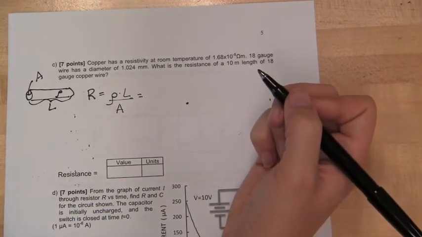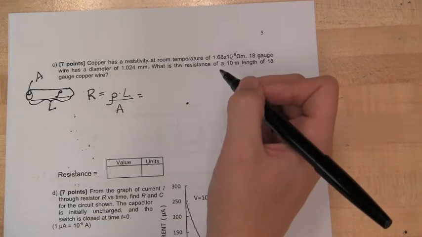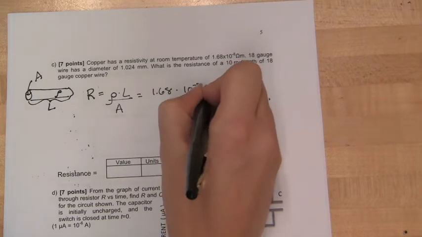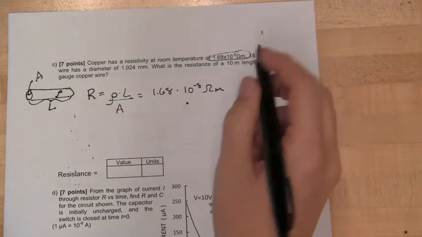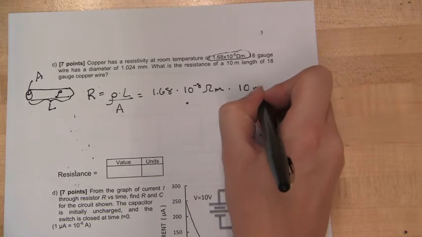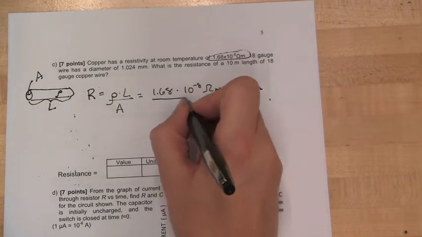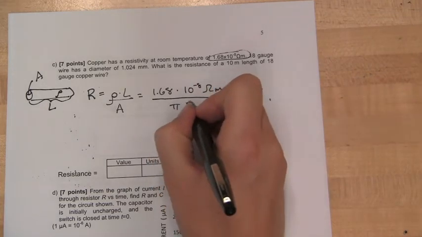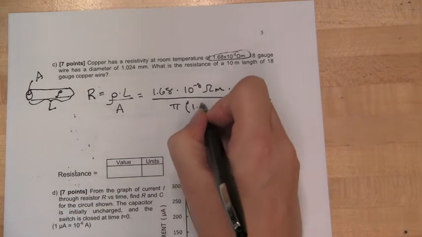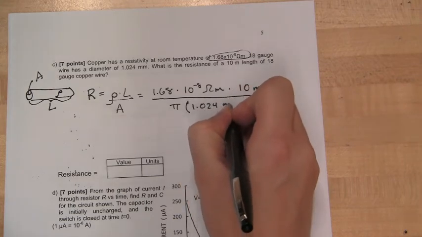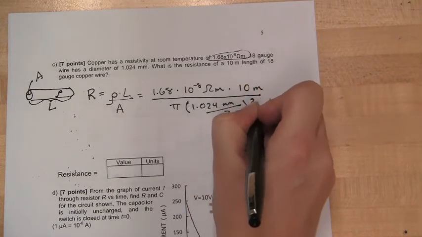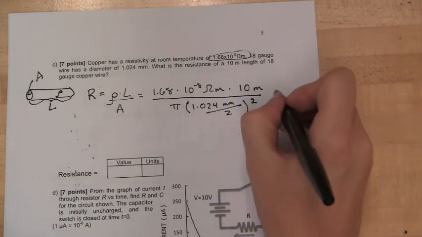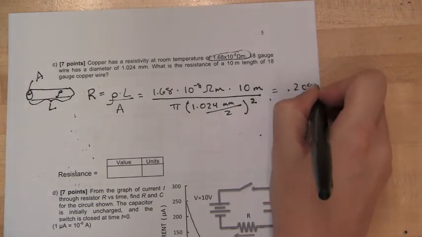So let's see, what do you know? Resistivity of copper is 1.68 times 10 to the minus 8 ohm meters. So that's from here. The length was 10 meters of wire, and the cross-sectional area is pi times the radius, which is 1.024 millimeters over 2, squared. And if you do that and convert millimeters to meters, then you get 0.204 ohms.